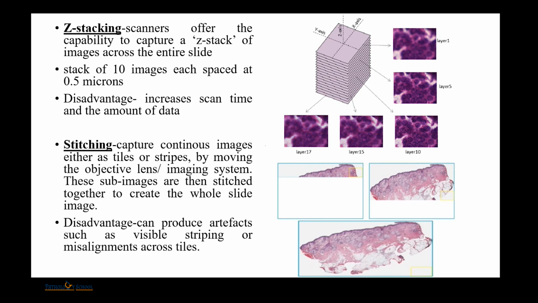So as the SOPs say, having a good section and a good slide is important. Next is stitching. How do these make a whole slide image as we see? It captures continuous images either in tiles. So it goes scanning tile by tile and then starts stitching these. Or it takes an entire strip. The entire strip is scanned and then they stitch it. This is how a whole slide image is then created.